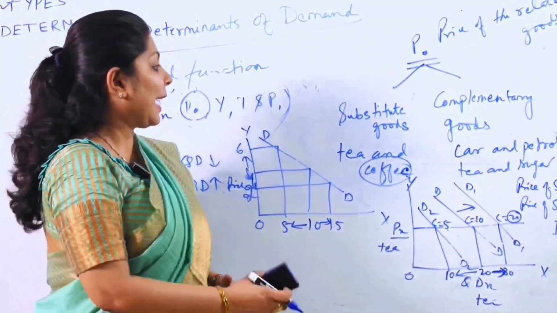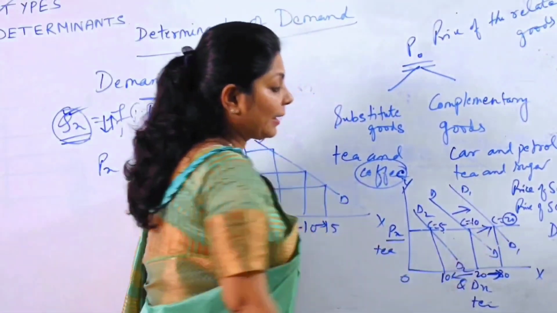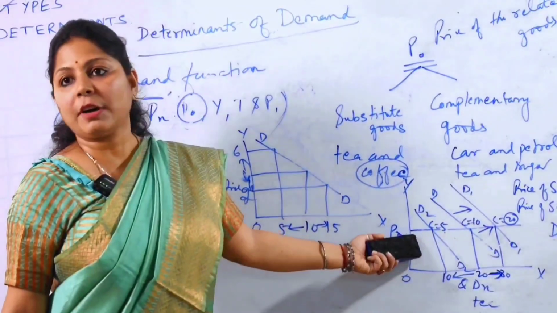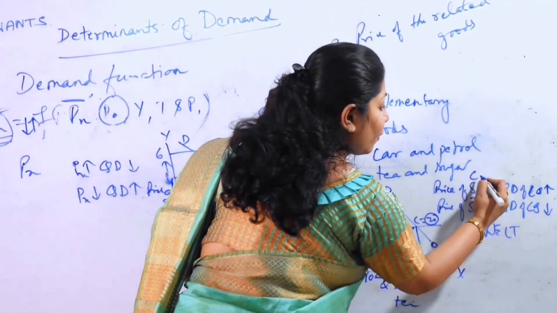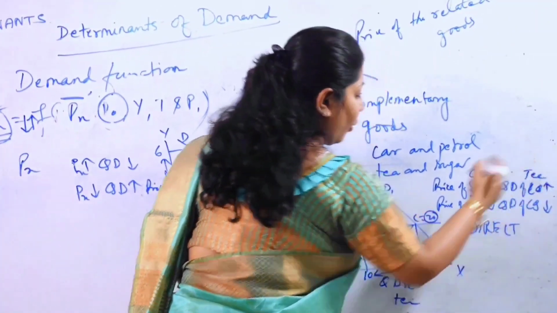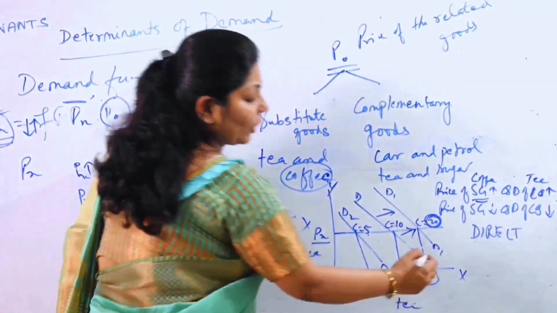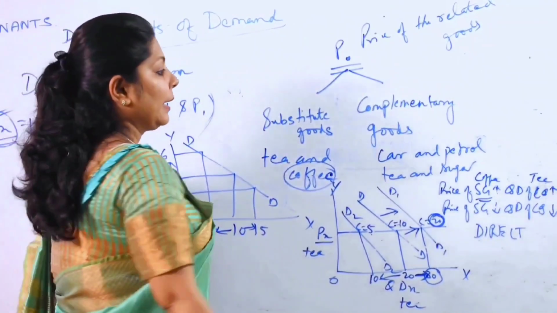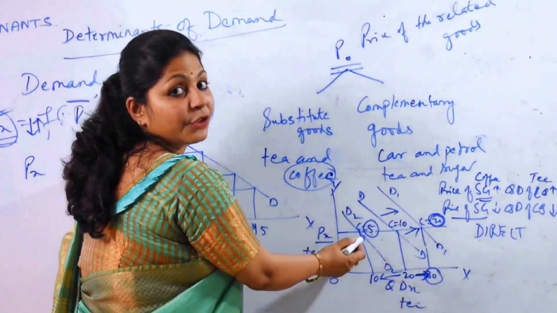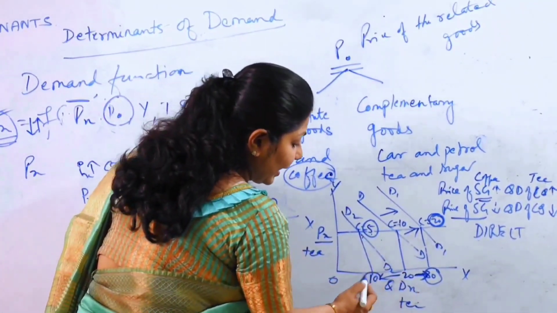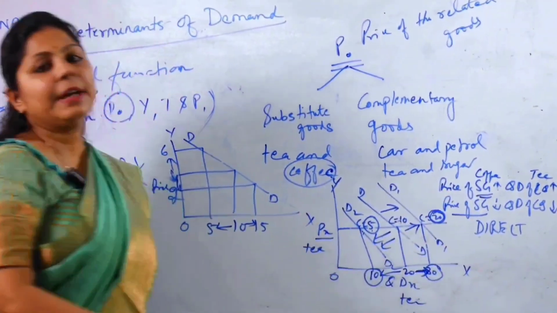So this shows that there are three demand curves. There is a rightward shift of demand curve and there is a leftward shift of demand curve. When price of the substitute good increases, that is when the price of coffee increases to 20, the demand for tea also increases to 30. And when the price of substitute goods falls, that is when the price of coffee is reduced to 5, the demand for tea is also reduced to 10. So here there is a leftward shift of demand curve.